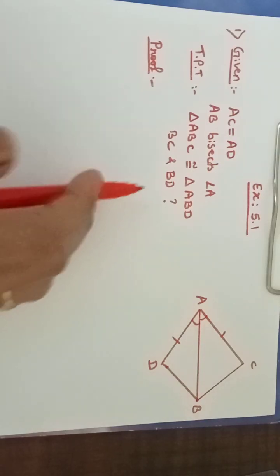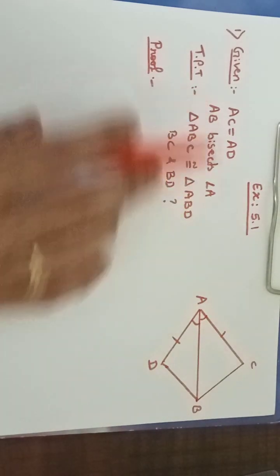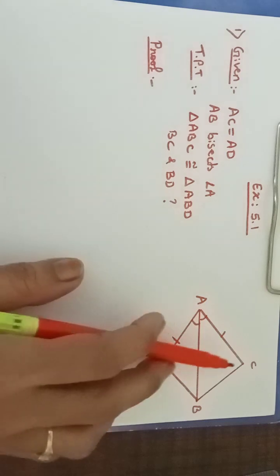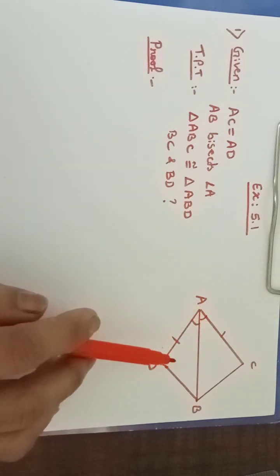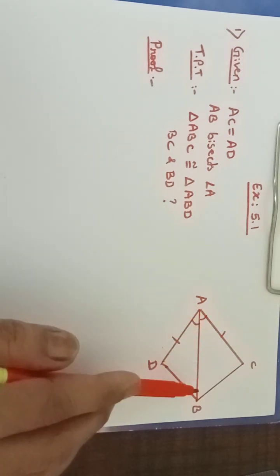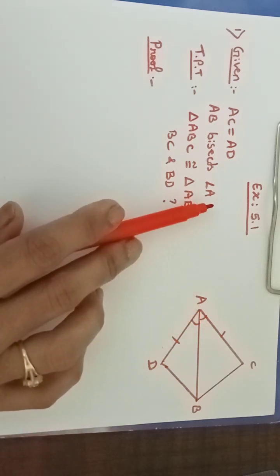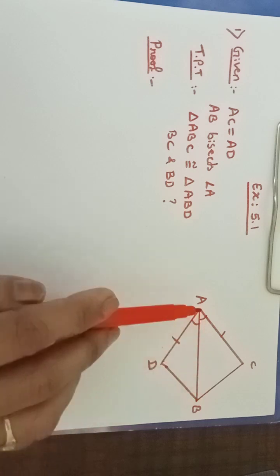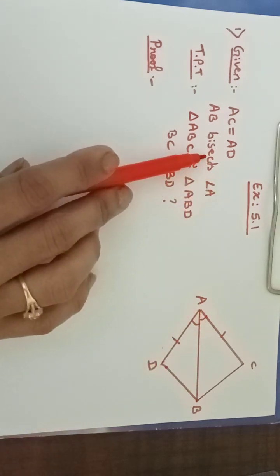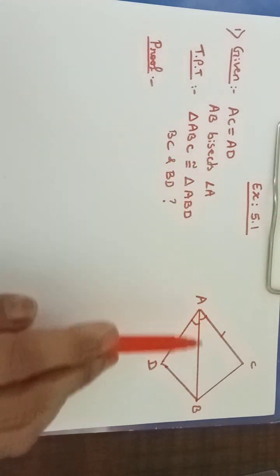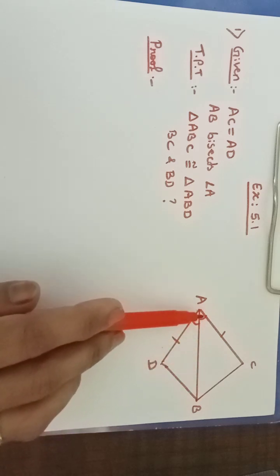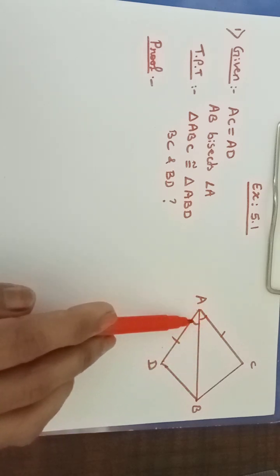Let's start with the first sum of triangles. The figure given is AC is equal to AD and AB bisects angle A. Whenever such a statement is there, AB bisects angle A, what do you mean by this term bisects? Bisects means this line is dividing this angle A into two equal parts.